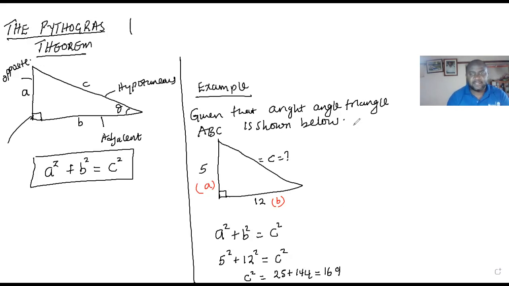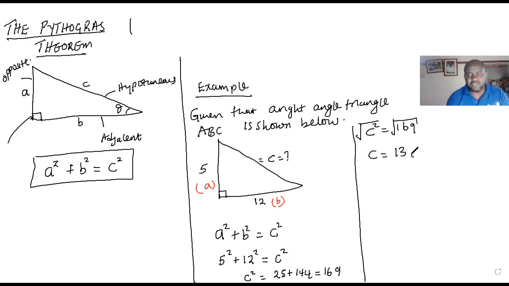And this gives me 169. So our C squared is equal to 169, and we can get the square root on both sides to find the value of C. So therefore, C will become 13 units of measurement. So our side C has 13 units, and with that, you are using what we call the Pythagoras theorem.